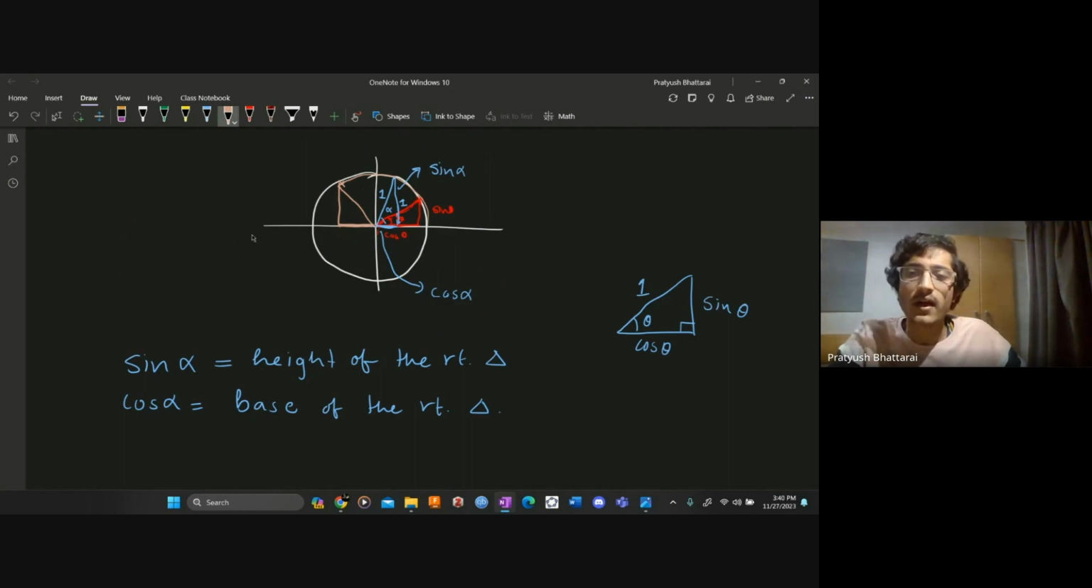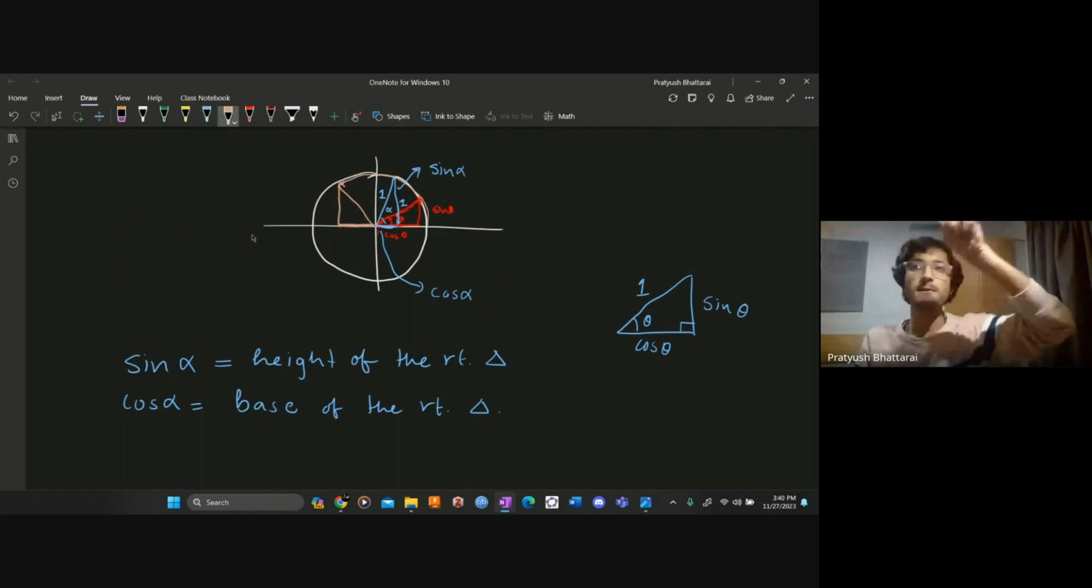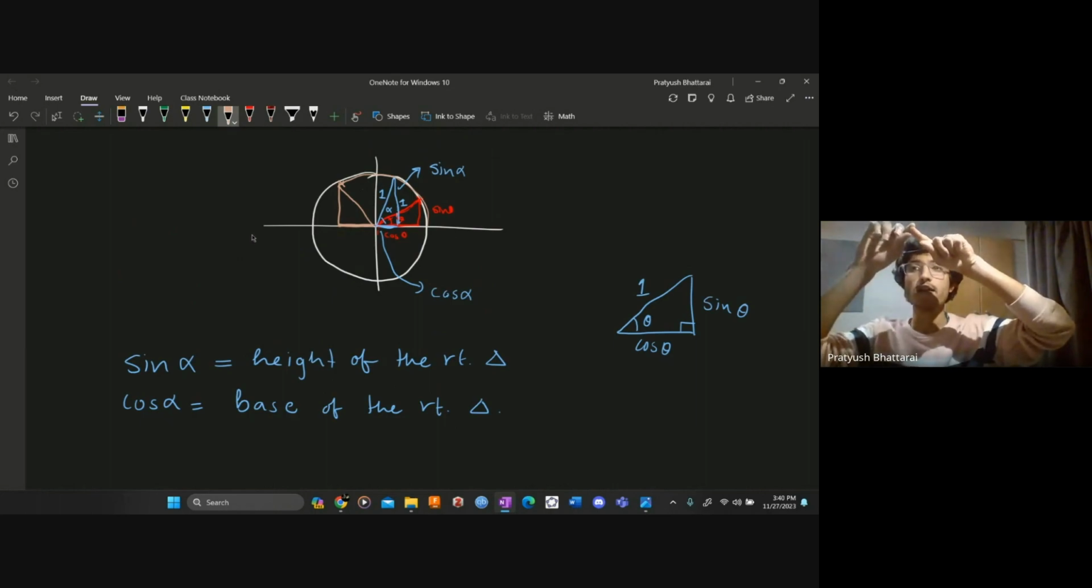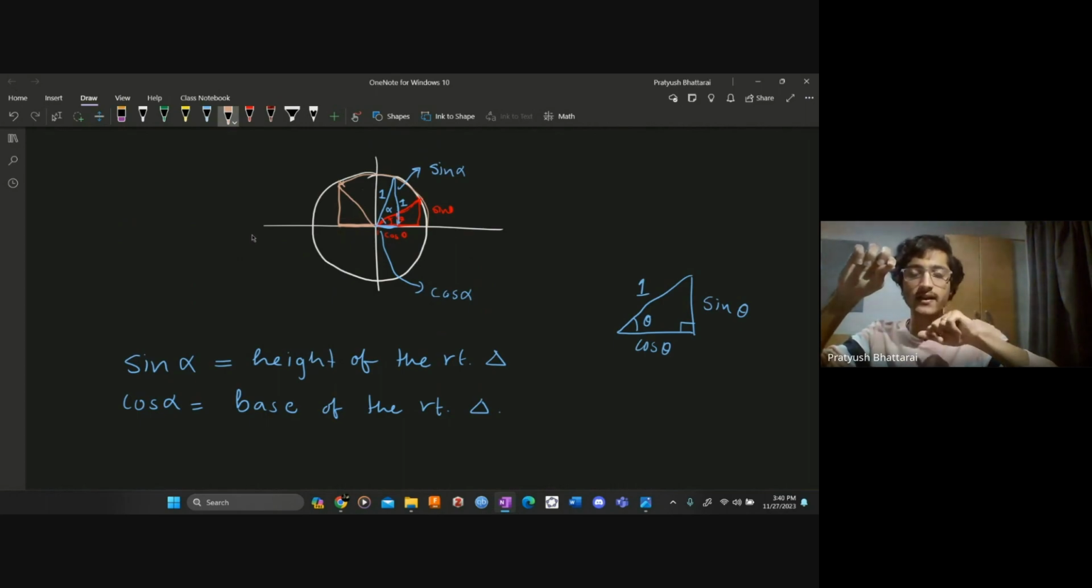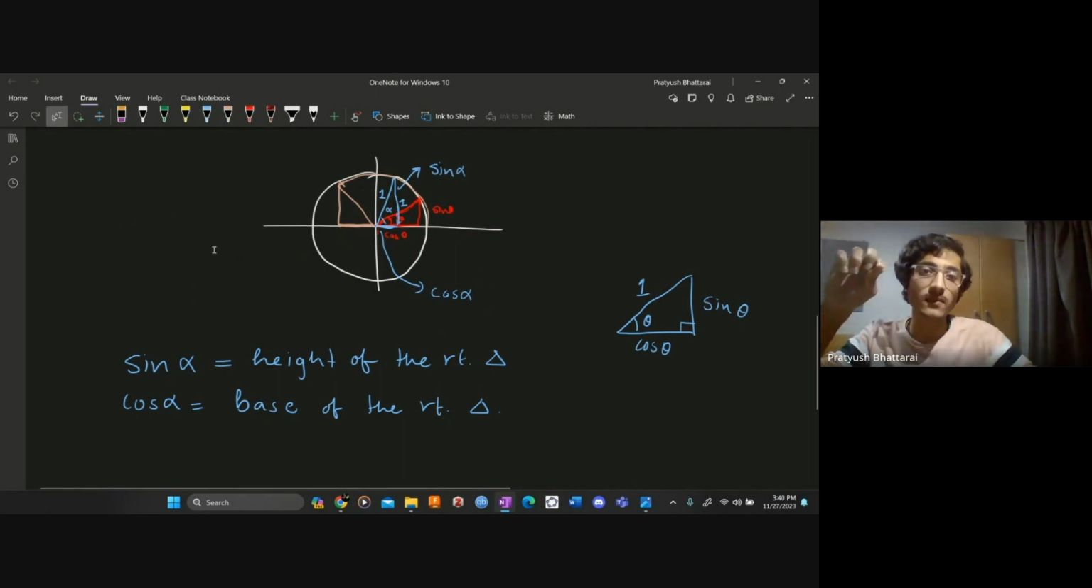But for now, it's fine for you to look at sines and cosines as points on a circle. Imagine a point on a circle, and it's going around. For a specific angle, you want to look at the height and the base of the right triangle that it makes. The height is defined to be sine theta, and the base is defined as cos theta. And that clears up a lot of things.